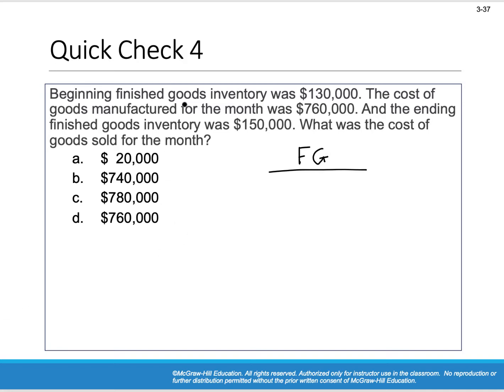They tell us that the beginning finished goods inventory was 130. That's our beginning. We added to the finished goods account all of our manufacturing costs that left WIP, right? All the completed products move from the WIP account and go into finished goods. That's 760. If we add these together, that gives us 890,000. My math's right. Okay. This is what's available.